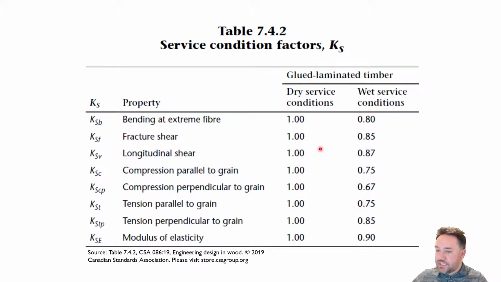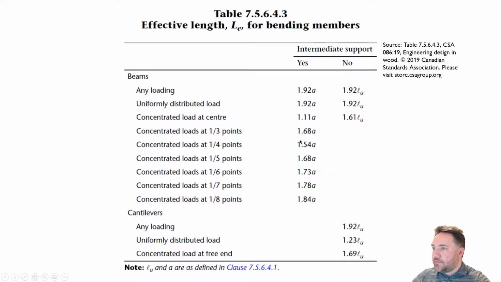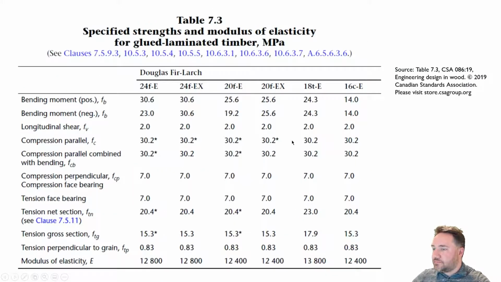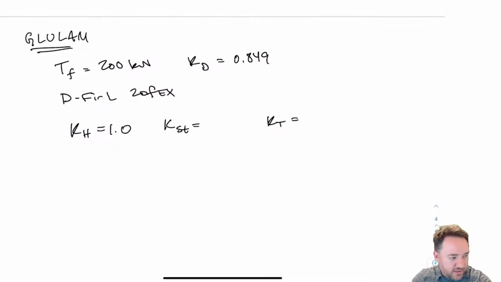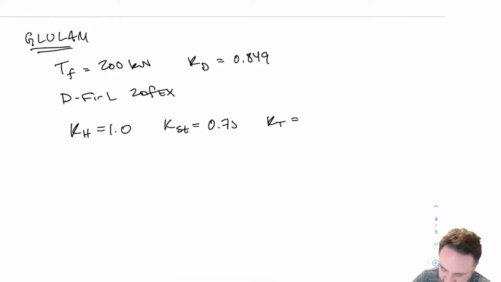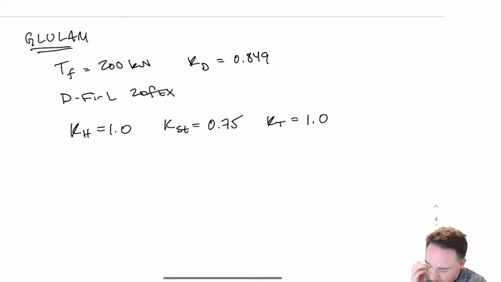And for KT for Glulam, it states in the code that basically it's always going to be 1.0. So let's go back. So KST is going to be 0.75 and KT is going to be 1.0.